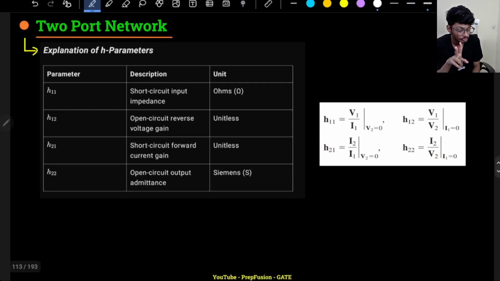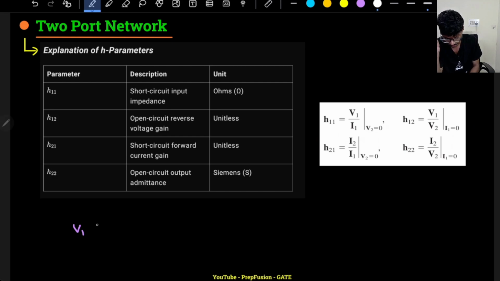What have I told you to remember? I have told you to remember what are my independent and dependent variables. My independent variables are the input current, port 1 current, and port 2 voltage. First thing in your mind should automatically be that we always write V1 at the start; for Z parameters we used to write V1 at the start. So I will write V1 here.